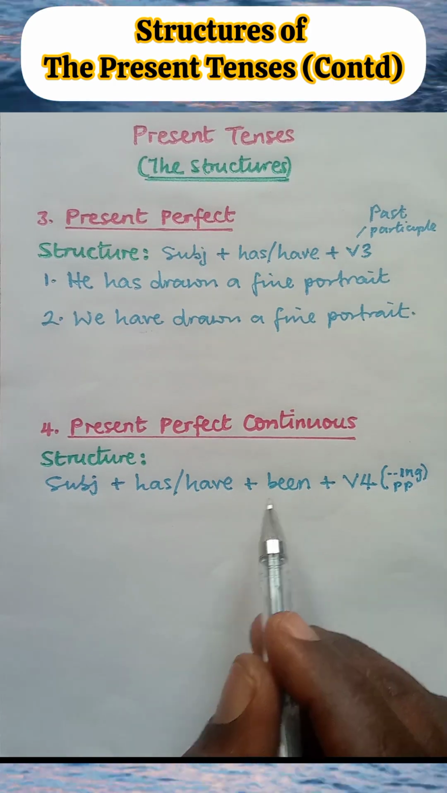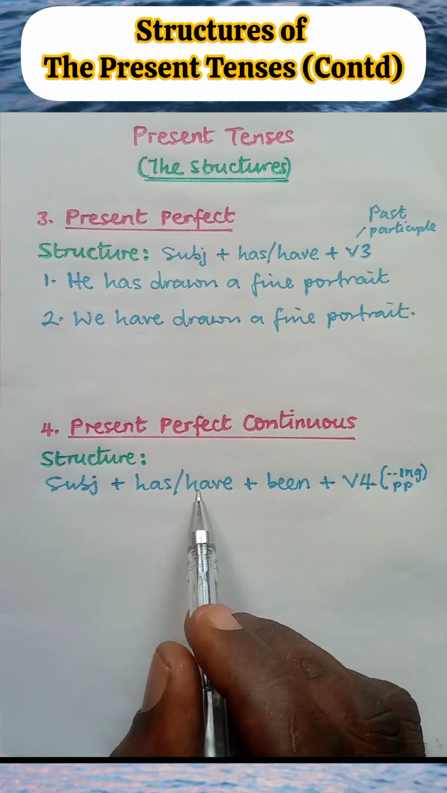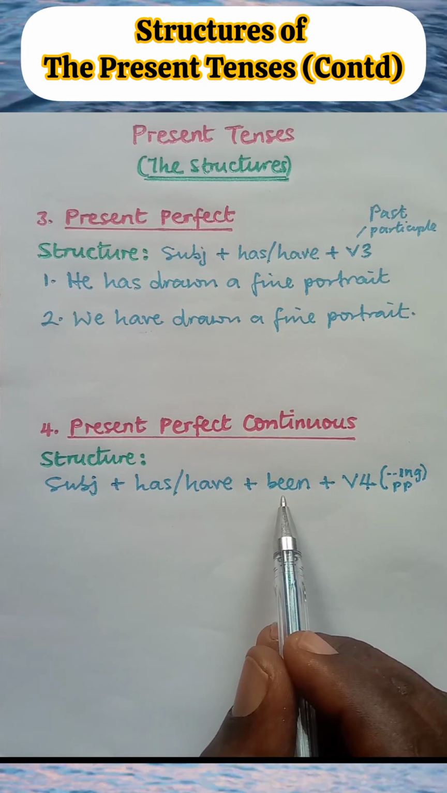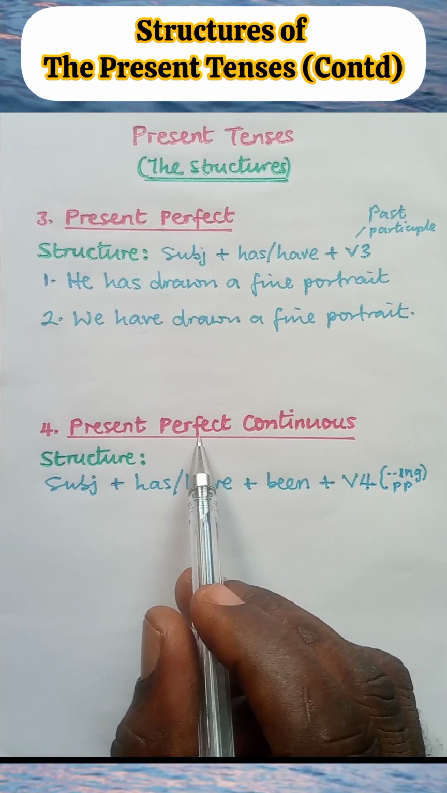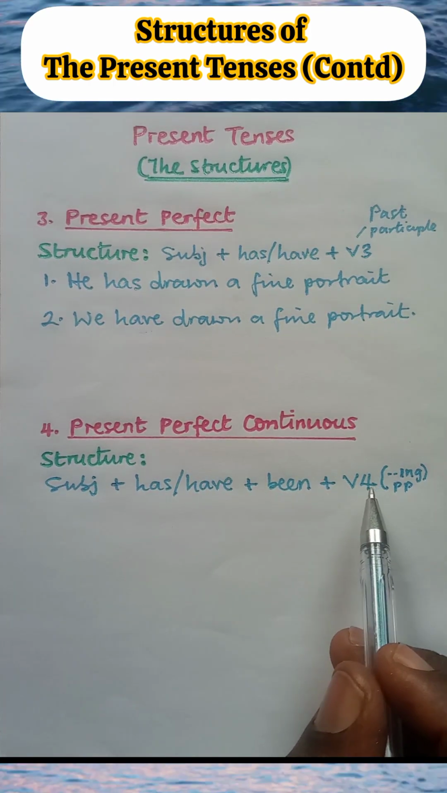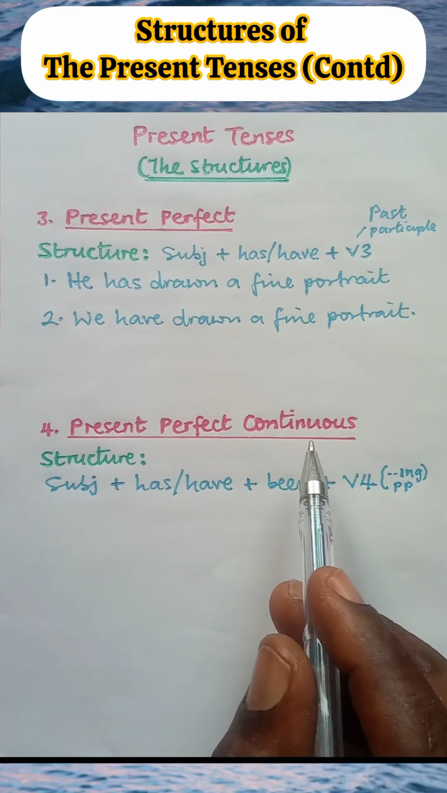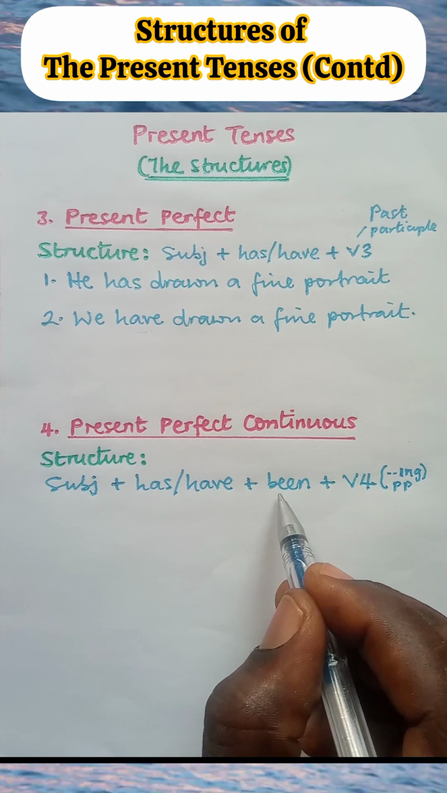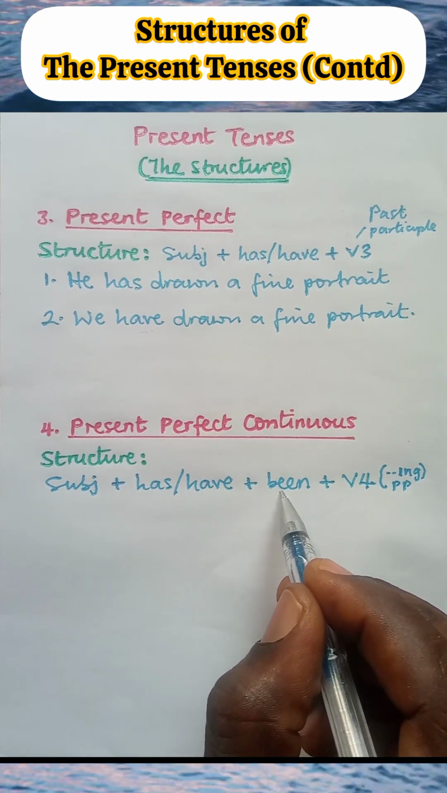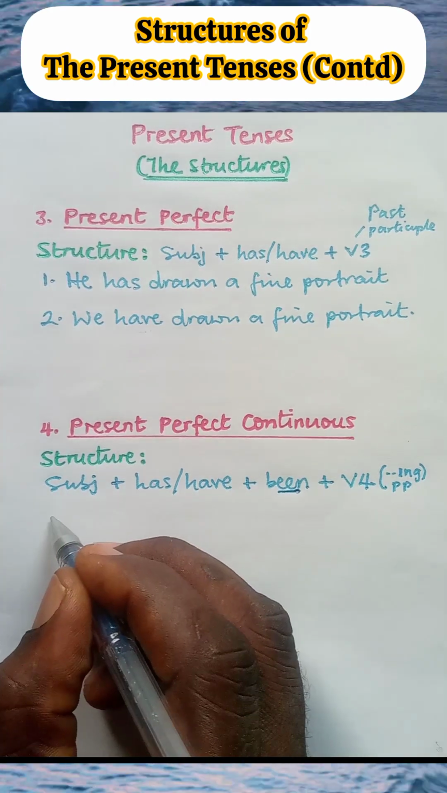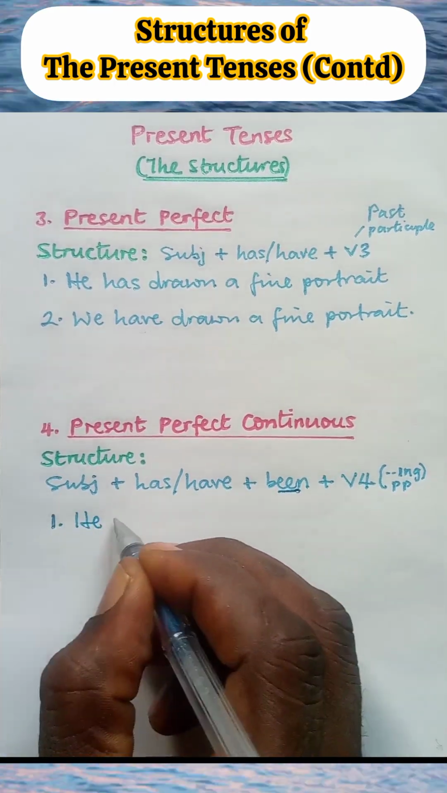So here, has, have represent present. Been, being a past participle verb, represent perfect. And a verb that ends in ing represent continuous, which is the progressiveness of the action. Now, the verb been is the only past participle verb that is used in the present perfect continuous tense. Let's look at example 1.